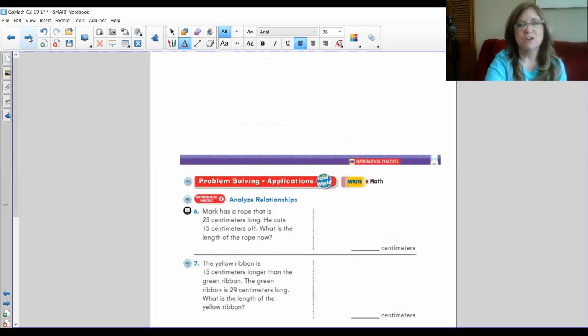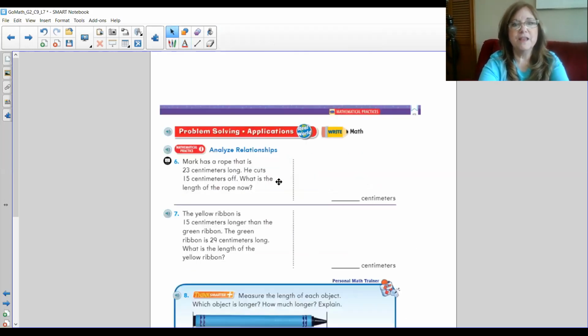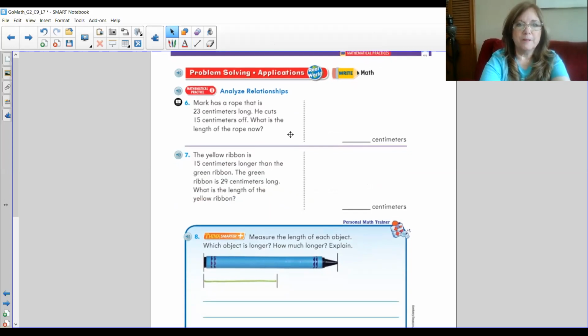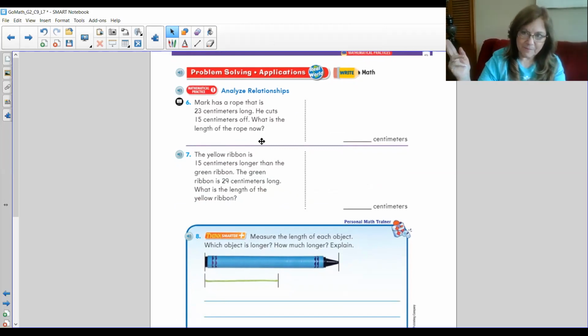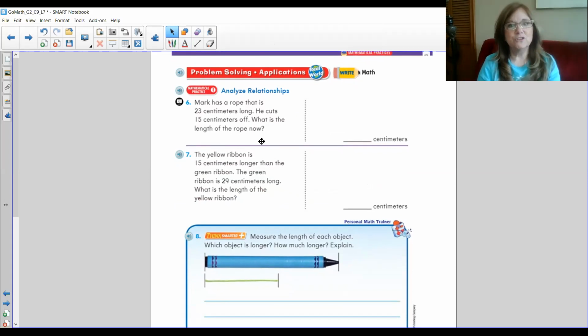Okay, so on the last page, we have some problems here. Let's see if we can get this up here for you. Okay, our first problem. Mark has a rope that is 23 centimeters long. He cuts 15 centimeters off. What is the length of his rope now? So cutting something off is like getting rid of it. It's subtracting it. It's going away. That's what subtraction does. So we need to do a subtraction problem here.